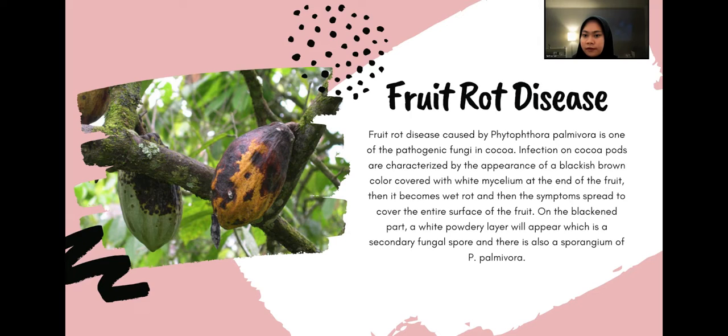Next, there is fruit rot disease caused by Phytophthora palmivora. Infection on cocoa pods is characterized by the appearance of a blackish brown color covered with white mycelium at the end of the fruit. Then it becomes wet rot, and the symptoms spread to cover the entire surface of the fruit. On the infected part, a white powdery layer will appear, which is a secondary fungal spore, and there is also a sporangium of Phytophthora palmivora.